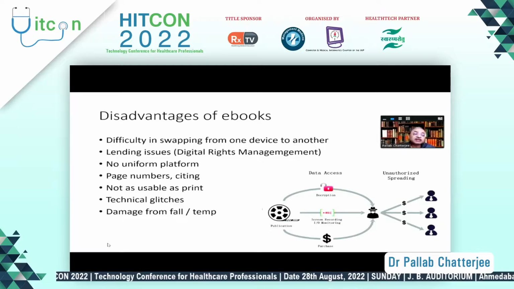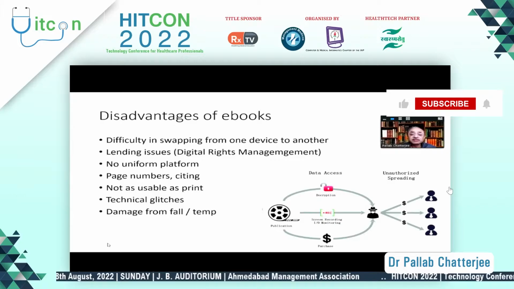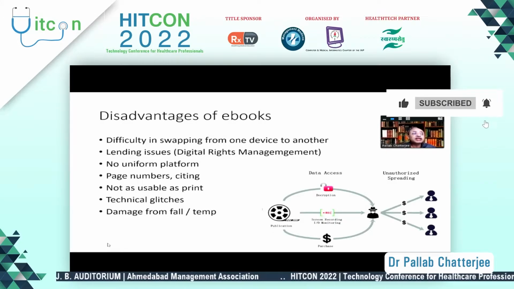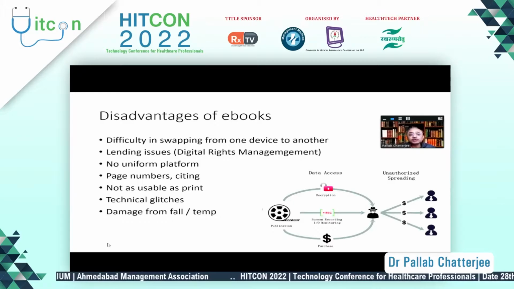But what are the disadvantages? One is, if I am using an ebook on one device, an ebook reader, I cannot switch to another device. I have to use it on that device. If I have bought a physical book, I can lend it to a friend. But if I have bought an ebook, I can't lend it to a friend. So is that book mine, I have bought it, or is it like I have borrowed it from a library?